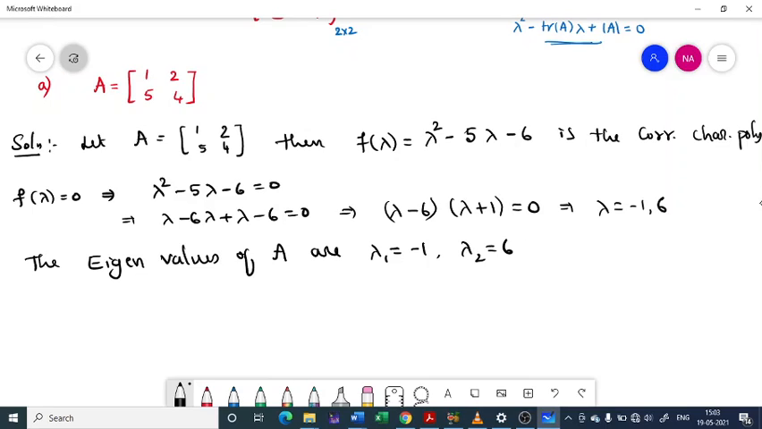So next we need to find the corresponding eigenvectors, right? Next, to find the eigenvectors.